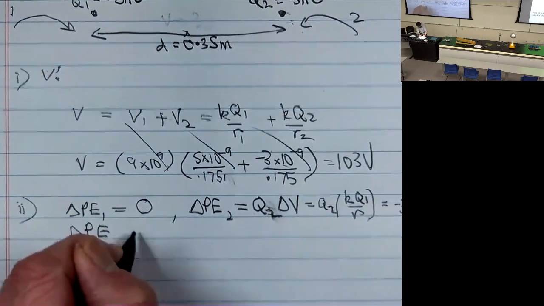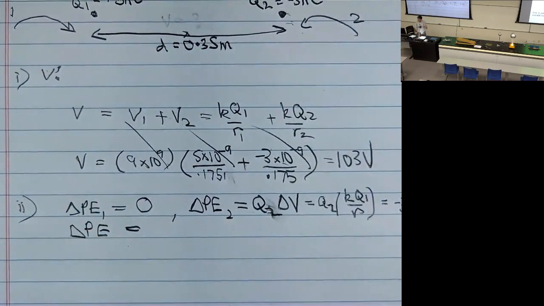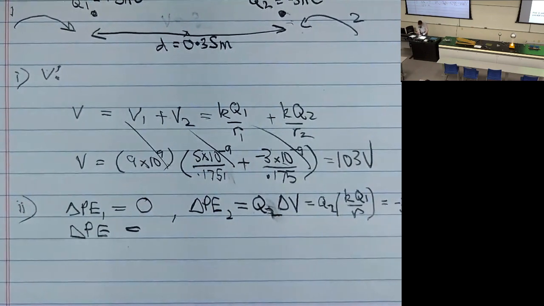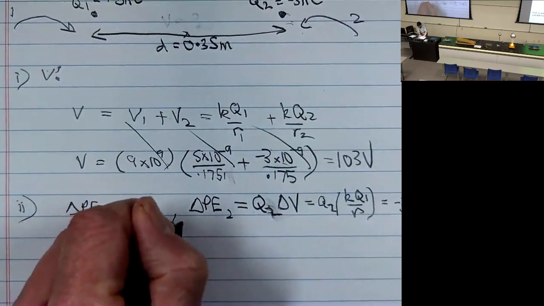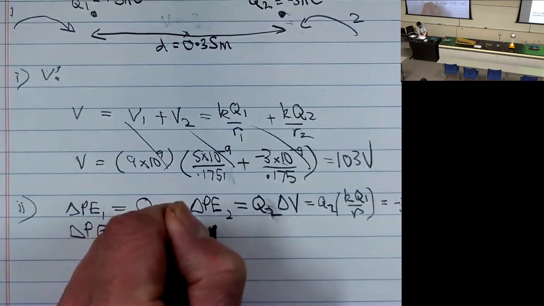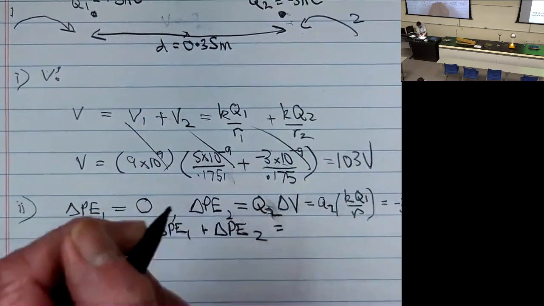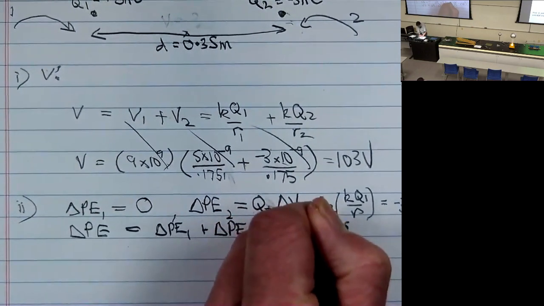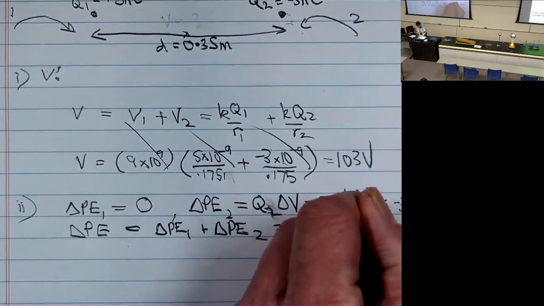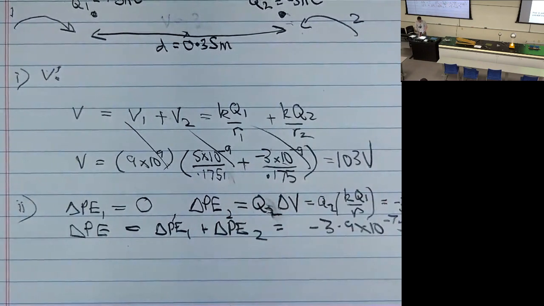Total change in potential energy is the amount of work that I did to build this arrangement of charges. The amount of energy that it's storing is the sum of these two. And the sum of these two is simple. One of them is 0, and the other one is minus 3.9 times 10 to the minus 7 joules. And so that is the energy that's stored by this arrangement. It's negative 3.9 times 10 to the minus 7 joules.